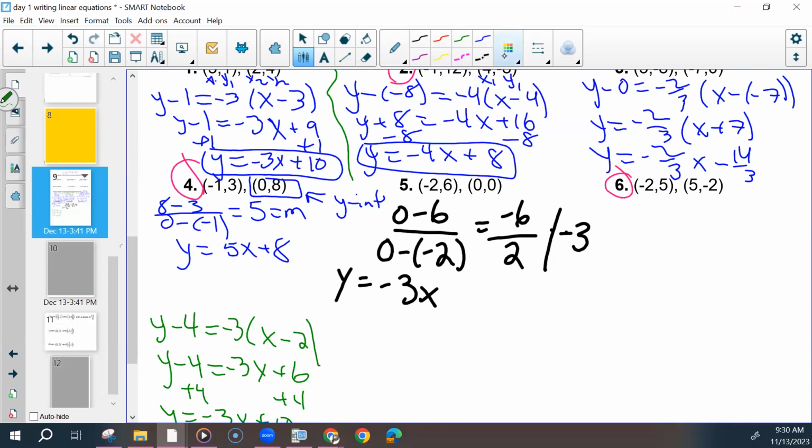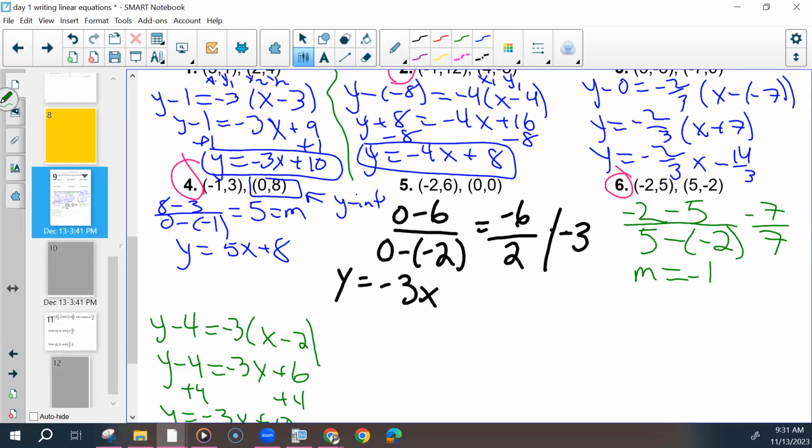Okay. So for this one, some of you got the right slope and some of you didn't, so be careful when you are subtracting. Here, -2 minus 5 would give you -7. 5 minus a -2 would give you +7. Your slope should be -1. Some of you were getting 7/3, 3/7, something like that, because of the way you were subtracting. Be careful with that.